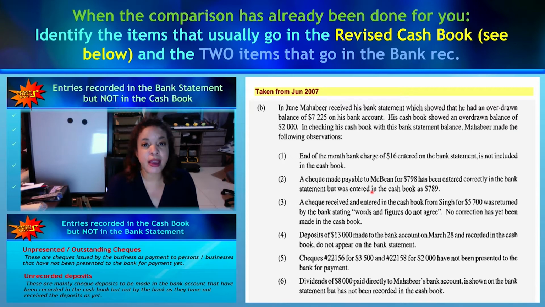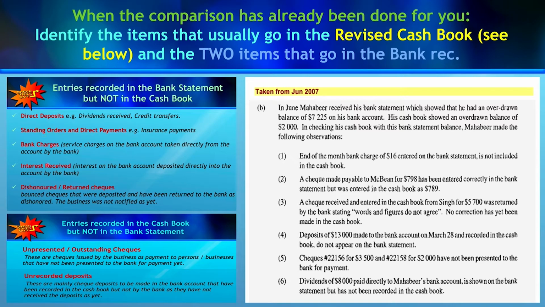We do the same process: the same items go into your revised cash book, and the same 2 items go into your bank reconciliation statement. The only difference is how the information has been presented for us. So for example, what usually goes into the revised cash book?